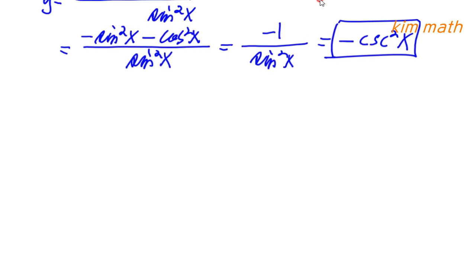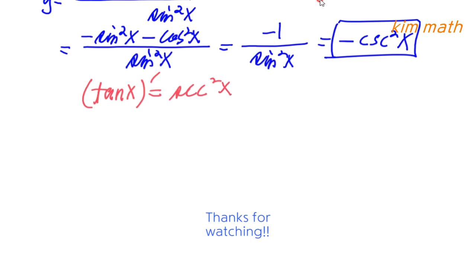So here, let me briefly summarize one more time. The derivative of tan x will be secant squared of x. And one more, the derivative of cotangent x will be negative cosecant squared of x.